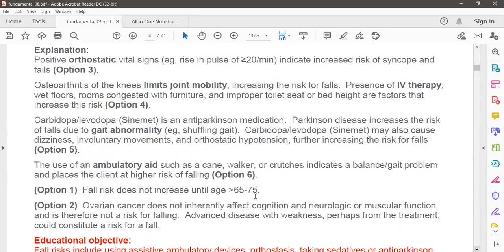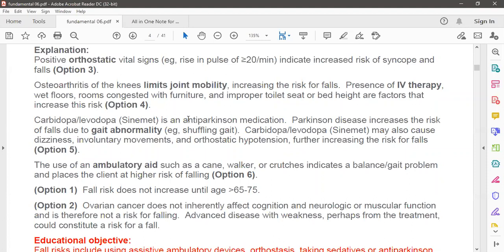What is their explanation? They said a positive orthostatic vital sign means a rise in pulse rate of more than 20 beats per minute, which indicates an increased risk of syncope and fall. Osteoarthritis of the knee means knee inflammation, knee pain, and limited joint mobility, increasing the risk of fall. Presence of IV therapy, wet floor, room congested with furniture, improper toilet seat, or bed height are factors that increase the risk of fall. If there is no adequate light in the room, the elderly can fall.